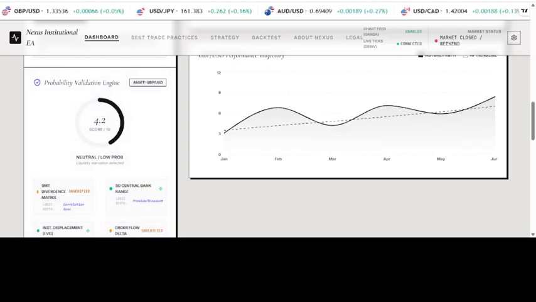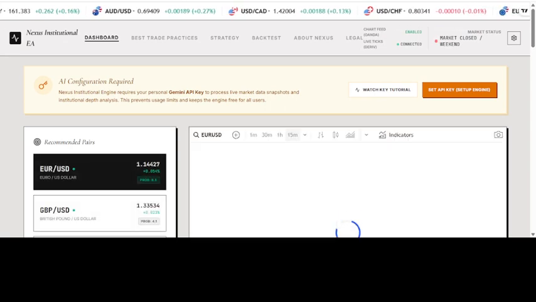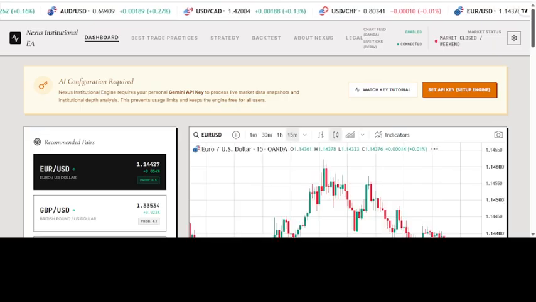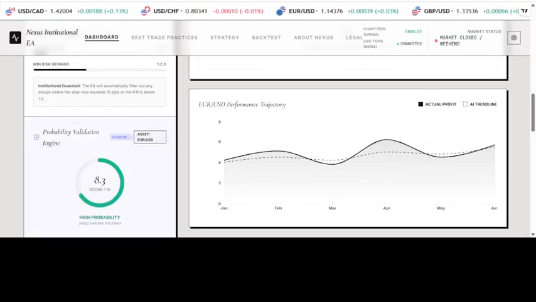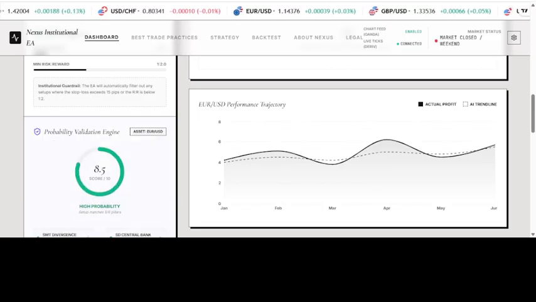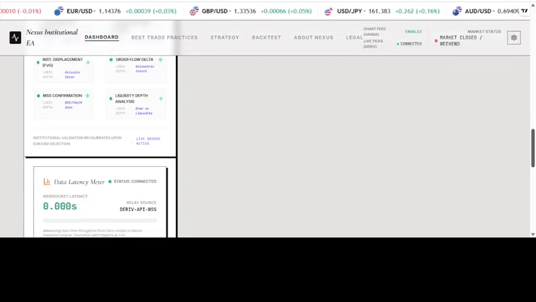Being that I think it's on the Great British Pound US dollar, you'd set the EA to, okay, if we click on Euro US dollar, right? You go down to the probability engine. You'd run the analysis. If it recommends a high probability trade, you just go here and check the probability validation engine. Make sure it's running at a high probability number, a score, and then you would take the trade basically here.